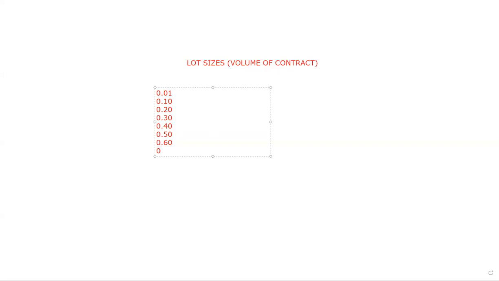Then we get 0.70. Then in that order, 0.71 up to 0.79, then it gets to 0.80. And then 0.81 up to 0.89, then it gets to 0.90. Then 0.91 up to 0.99, then it gets to 1.00.